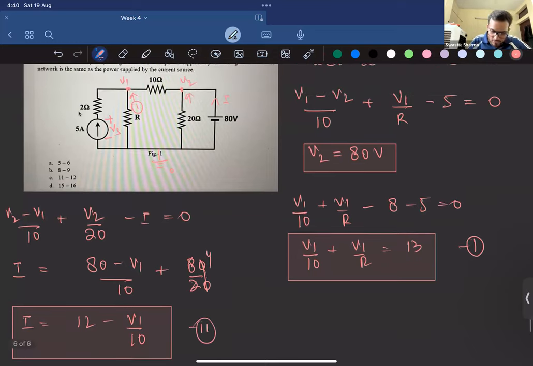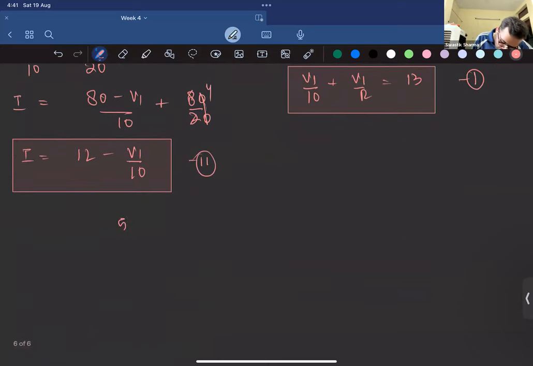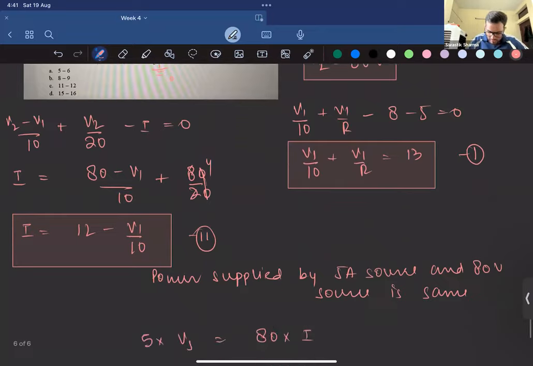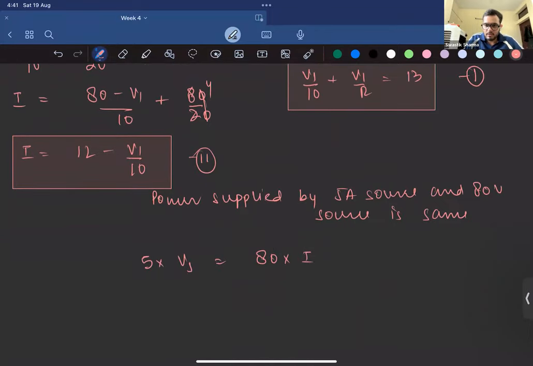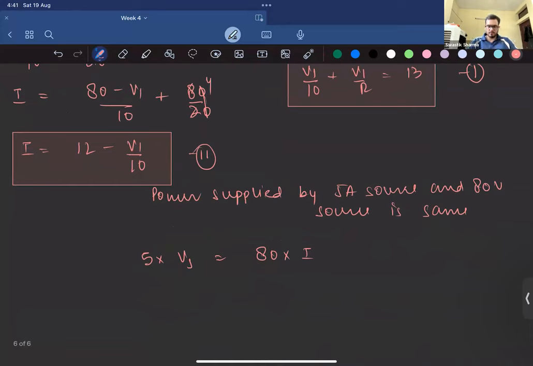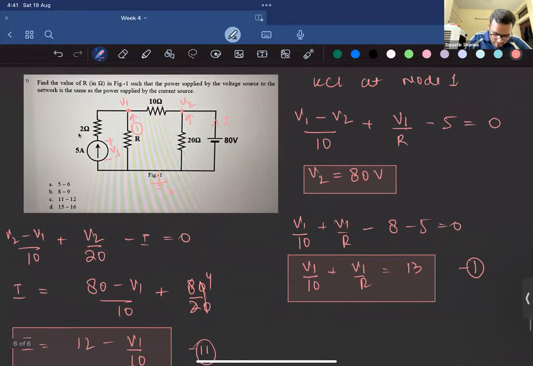Now I know power supplied by both of those voltage sources is same. So that means power supplied by the 5 amp source and the 80 volt source is same. So 5 into Vs is equal to 80 into I. Are you following me till now? Any trouble? Okay, I'll take this as a yes. There's no trouble.